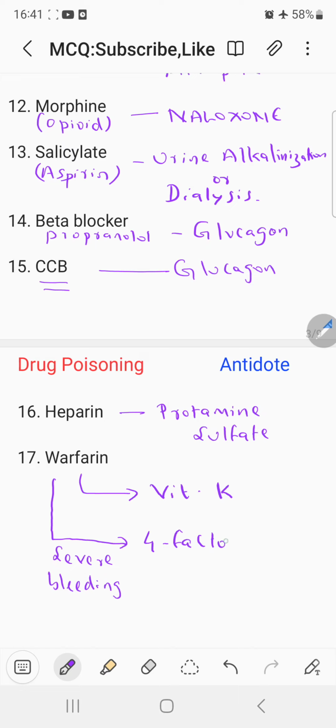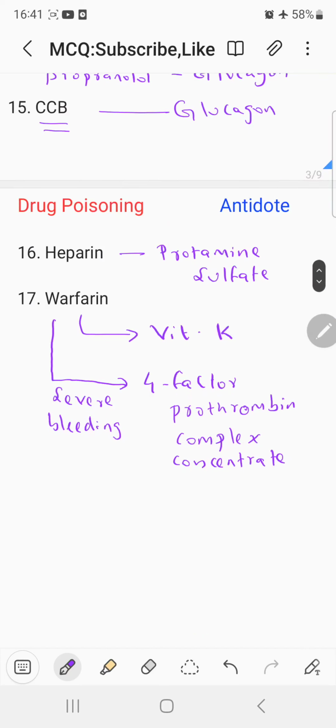4-factor prothrombin complex concentrate. So if warfarin poisoning is accompanied by severe bleeding, the antidote is 4-factor prothrombin complex concentrate, abbreviated as PCC. PCC is nothing but prothrombin complex concentrate. The other option is FFP, fresh frozen plasma.